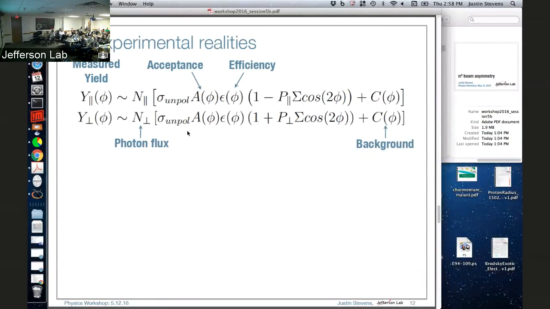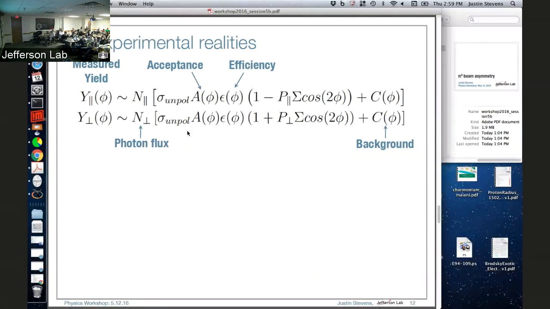Okay. So as Elton mentioned, there are experimental realities that we are not running the same number of photons hitting the target for para and perp. And there are other things that could be coming in here, like acceptance effects or efficiencies that have a phi dependence, and those could modify the modulation in phi that we're really interested in. So these are a more realistic description of what the measured yield looks like as a function of phi for the 2 different polarization states.